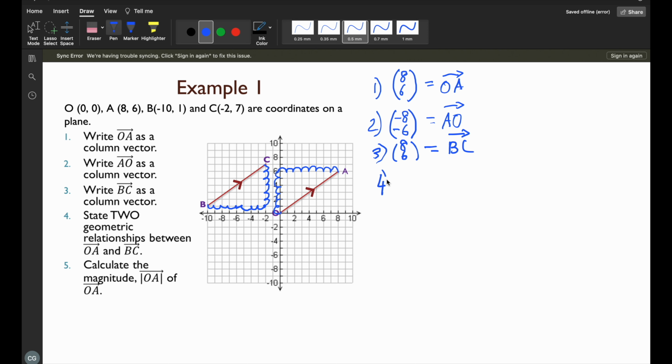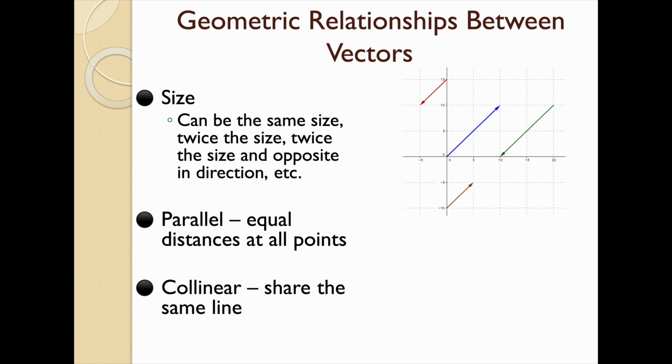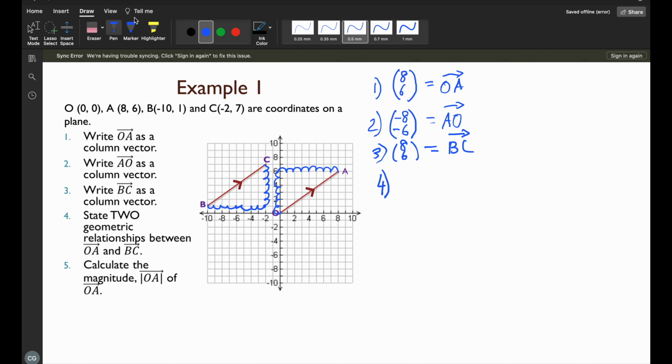Alright, so relationships. State two geometric relationships between OA and BC. Now guys, based off of this, what can you say about the two of them just from observation? What can you say about the two of them just by looking at them? Which makes them what? Parallel. Remember, when we are talking about geometric relationships, we are talking about these right here: the size, parallel, and collinear. So based off of that, they're parallel, and you can also see that both of them are the same size. They are the same size.